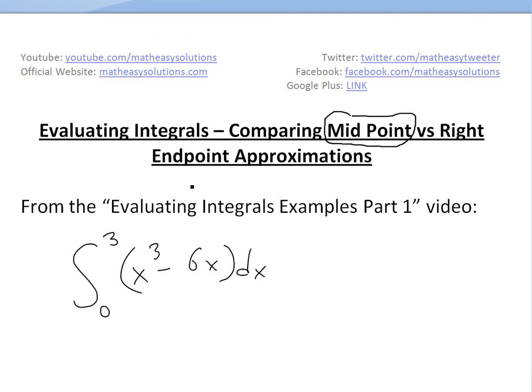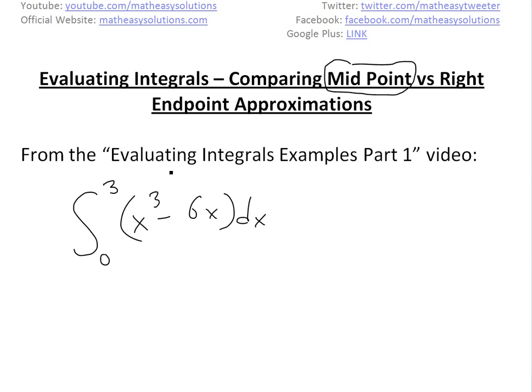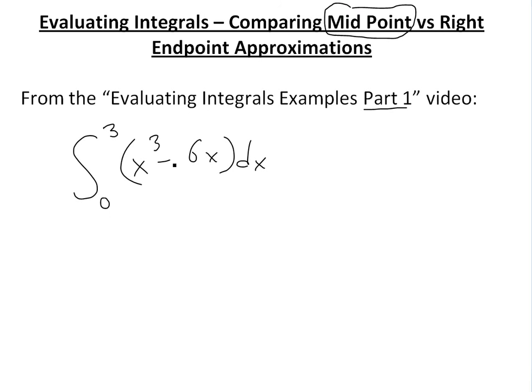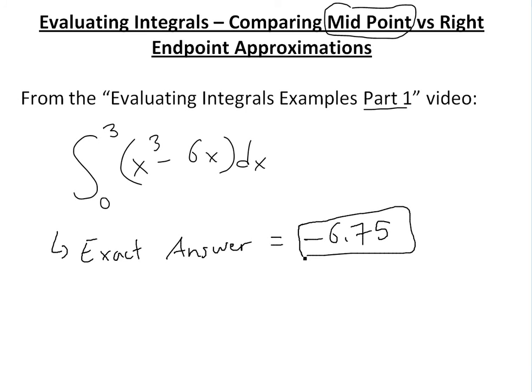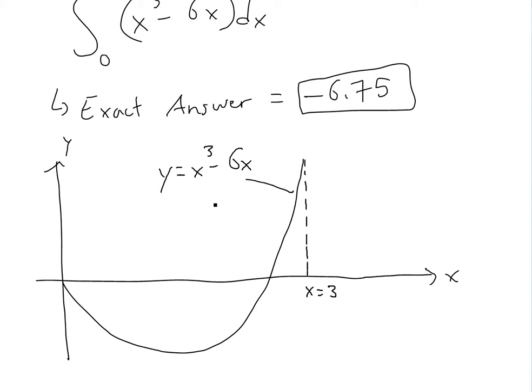You can see my earlier videos, and I'm going to do this example that I showed in my earlier evaluating integrals examples part 1 video. You can see that in the video link below. Basically, this one here, to calculate the integral of x cubed minus 6x. So this is using the infinite rectangles. We're not in antiderivatives quite yet. Do that later. But anyway, with this, I showed that the exact integral of this is equal to negative 6.75. So this is the exact answer. And if you graph it out, it looks something like this here.